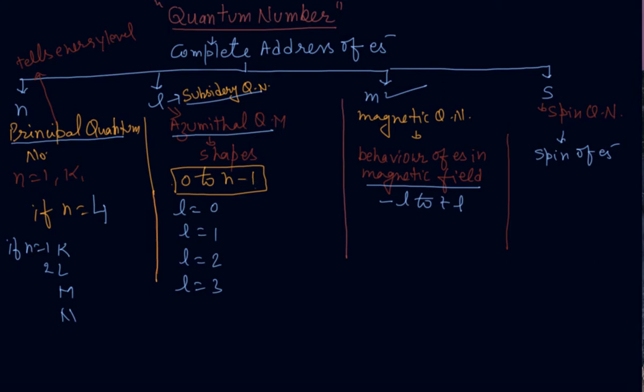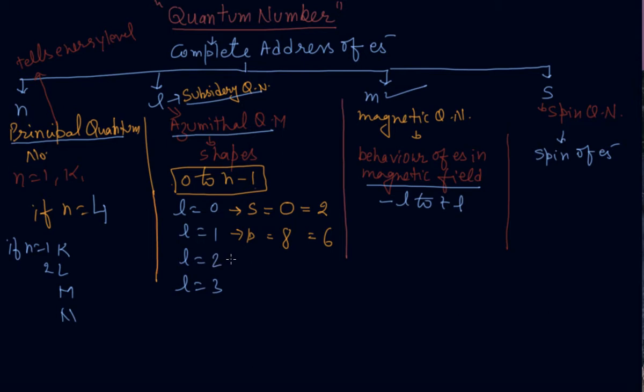And if l is 0, then it is s orbital. And s is spherical and the number of electrons in s is 2. It doesn't matter whether it is 2s, 3s, 4s, 100s, no matter. If l is equal to 1, it is p orbital, and p orbital is having dumbbell shape, and its electrons are 6.